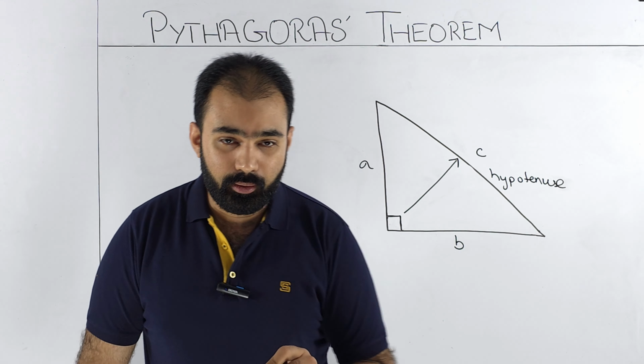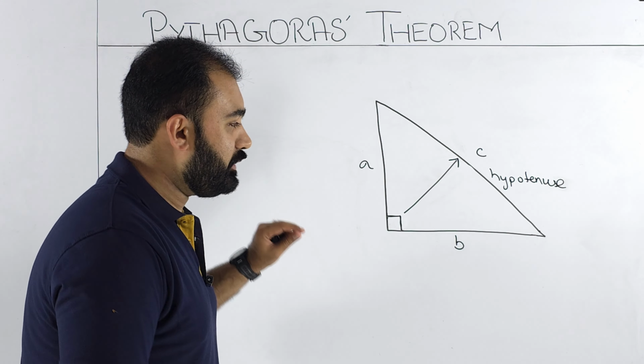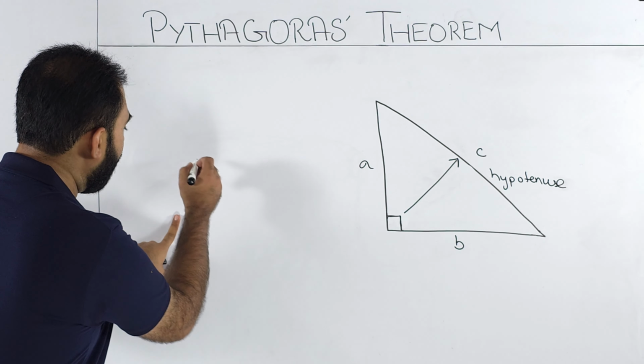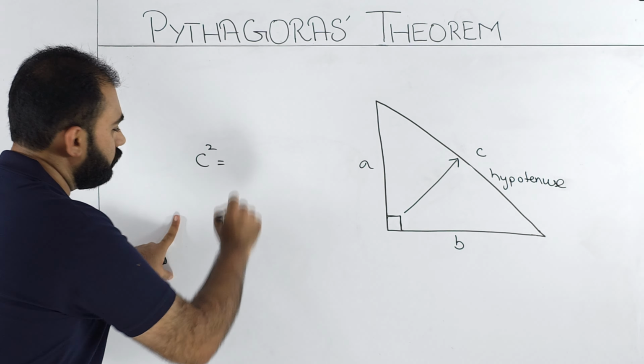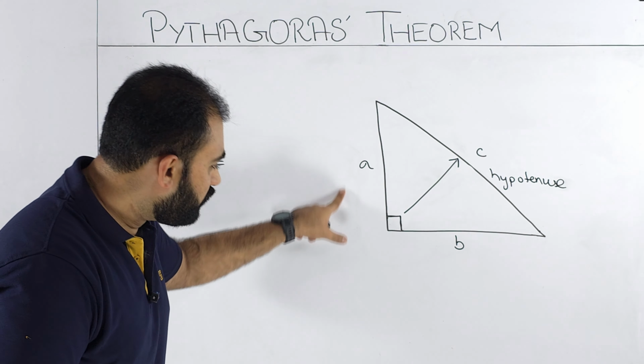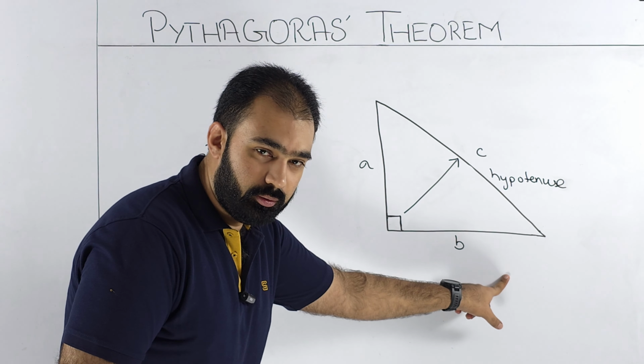Now, the theorem says that if I have a length C, the hypotenuse, if I square this length, this is equivalent to A square plus B square.